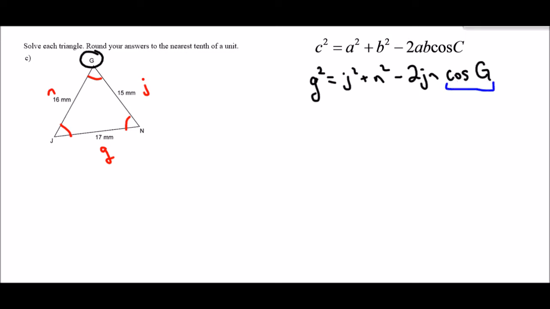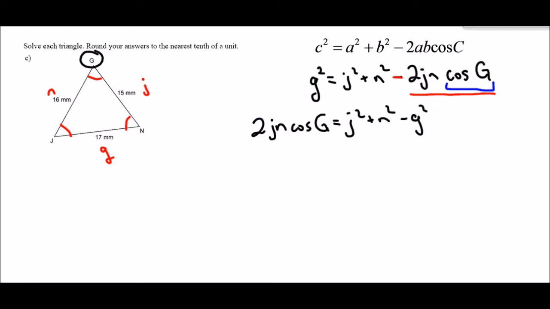So what I'm going to do is take this entire term, 2JN cos G, that's a single term because it's multiplied together, and I'm going to add it to both sides. Right now it's subtracted, so if I add it, in other words move it to the left, it becomes positive 2JN cos G. And while I do that, I'm going to take G squared and subtract it from both sides. So this is what my first step to the rearrangement looks like.